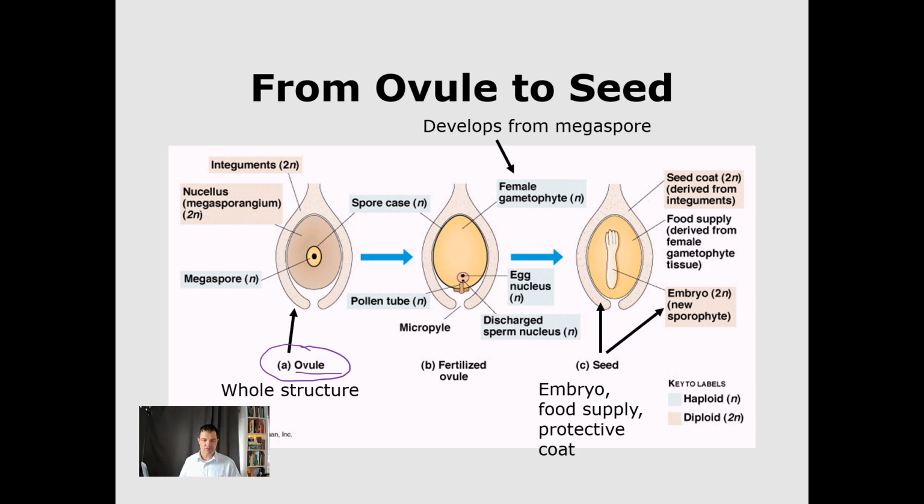And that includes several different things. It has the megasporangium in it, and the megasporangium can produce, of course, the megaspore, which ends up becoming the egg. And then the egg has to be pollinated and fertilized, and once the sperm fertilizes the egg, that becomes the new sporophyte. And then the other surrounding tissue of the ovule, which serves to protect the baby growing sporophyte, serves as food and as a protective coat. And so that's how we go from ovule to seed.